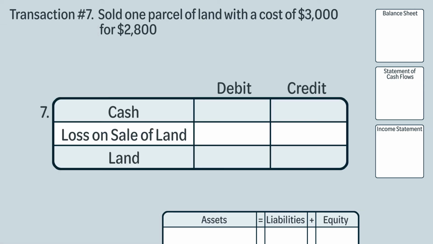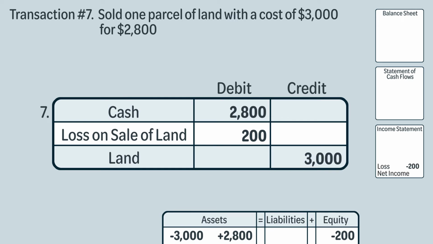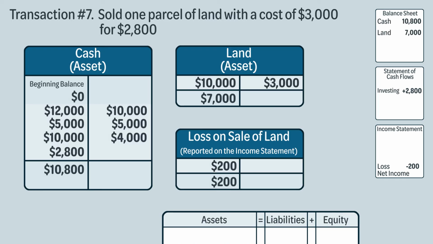This transaction involves three accounts: cash, land, and the loss on the sale occurring because we sold the land for less than what we had paid for it. Similar to an expense, the loss account is an income statement account that reduces net income. On the statement of cash flows, the cash received from the sale of land will be reported in the investing section. The T accounts related to the sale of land are shown here.